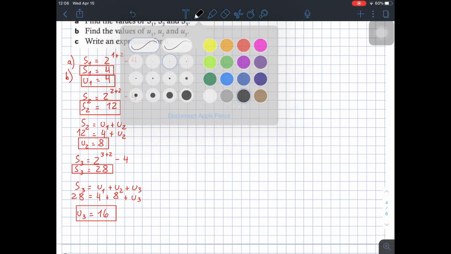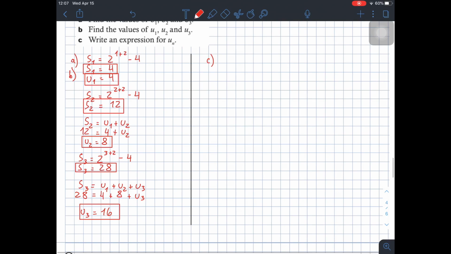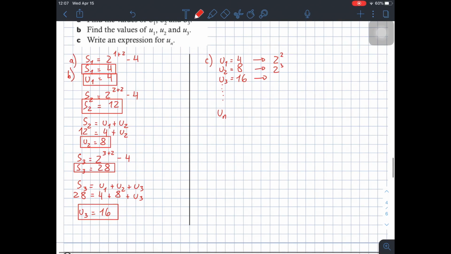Finally, for part C, I'm going to do part C over here. So part C says, write an expression for un. You see that? We have u1 is 4. I'm going to write them here. u1 is 4, u2 is 8, and u3 is 16. Do you notice a pattern here in order to be able to write un, which will be the general term of this equation? What I see here is that 4 is the same as saying 2 to the power of 2, 8 is 2 to the power of 3, and 16 is 2 to the power of 4.